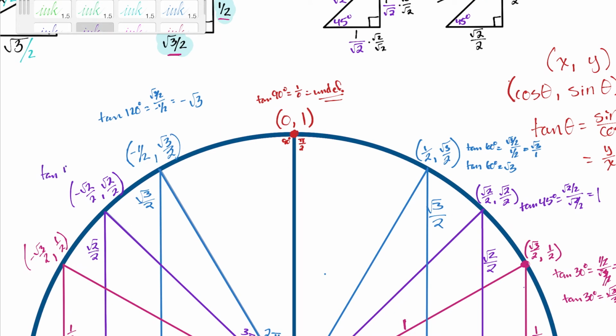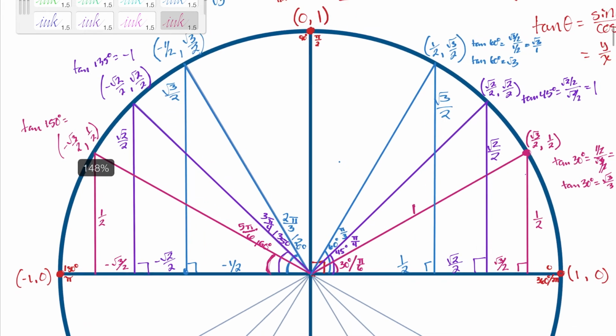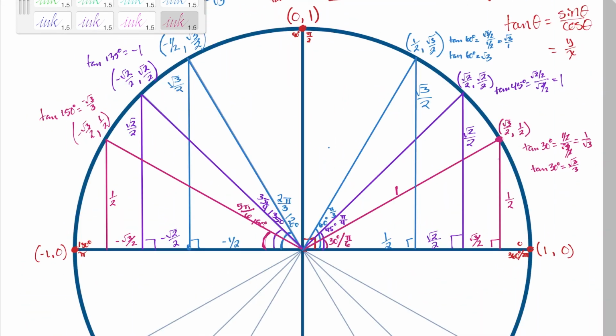Tangent of 135 degrees is going to be the same as tangent of 45, just negative. Again, the x value is negative, so negative 1. And then tangent of 150 degrees is the same as tangent of 30 degrees, just negative. So negative square root 3 over 3. And now it's time for the third quadrant.